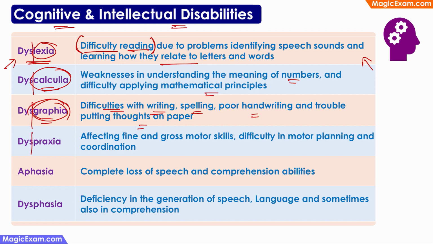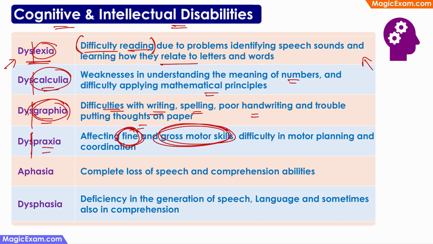And then dyspraxia. So dyspraxia affects the fine or the gross motor skills. So fine motor skills are where we use the smaller muscles in the body. So it can be writing or it can be painting. And gross motor skills are where we use the larger muscles of the body. It can be running, jumping. So a child with dyspraxia may have difficulty with fine motor skills or gross motor skills. For example, the child may be unable to write or draw or hold a pen properly, or the child may not be able to run properly, right?